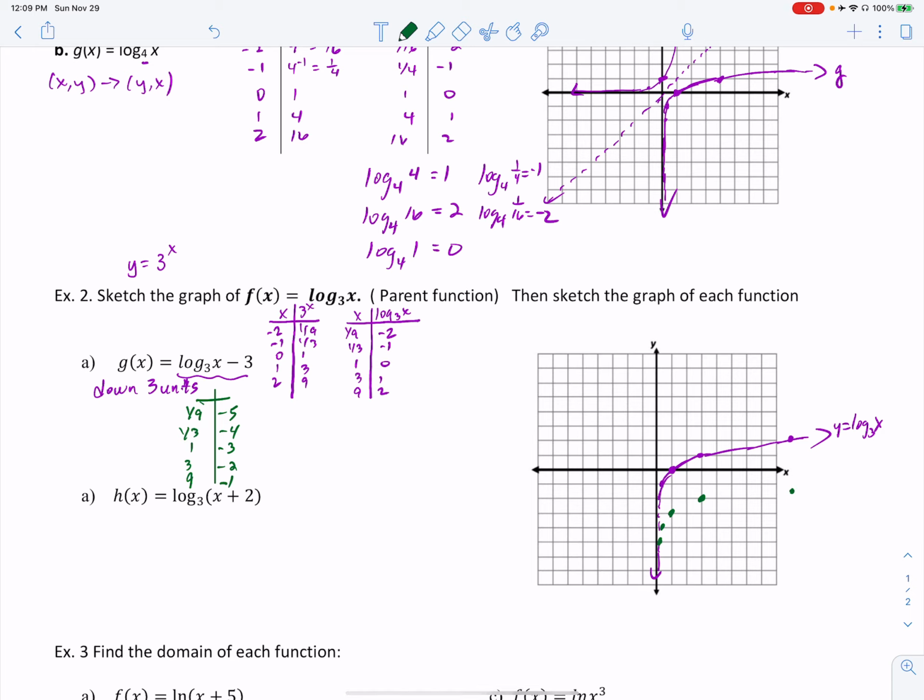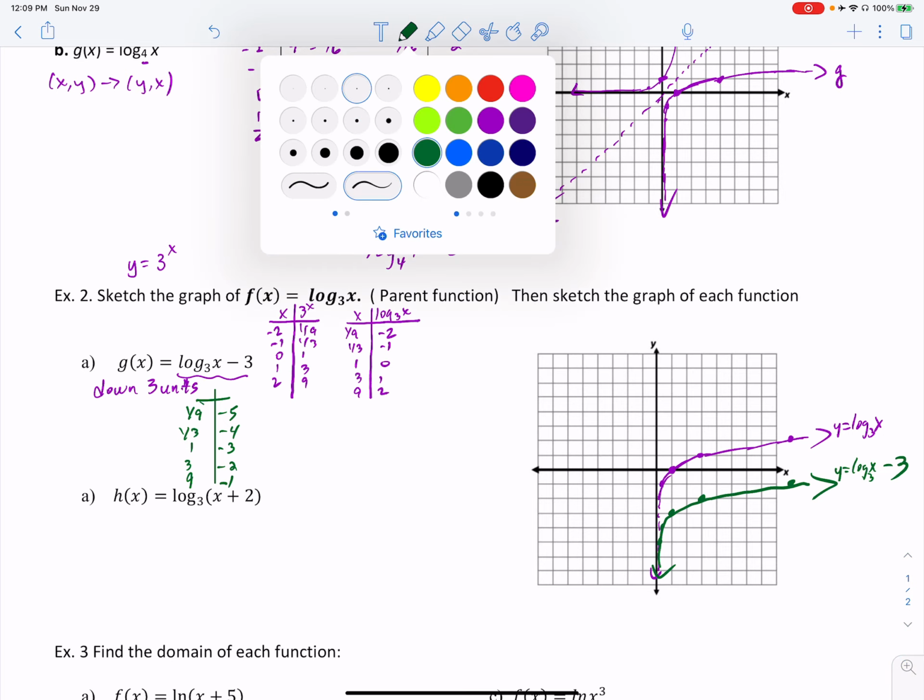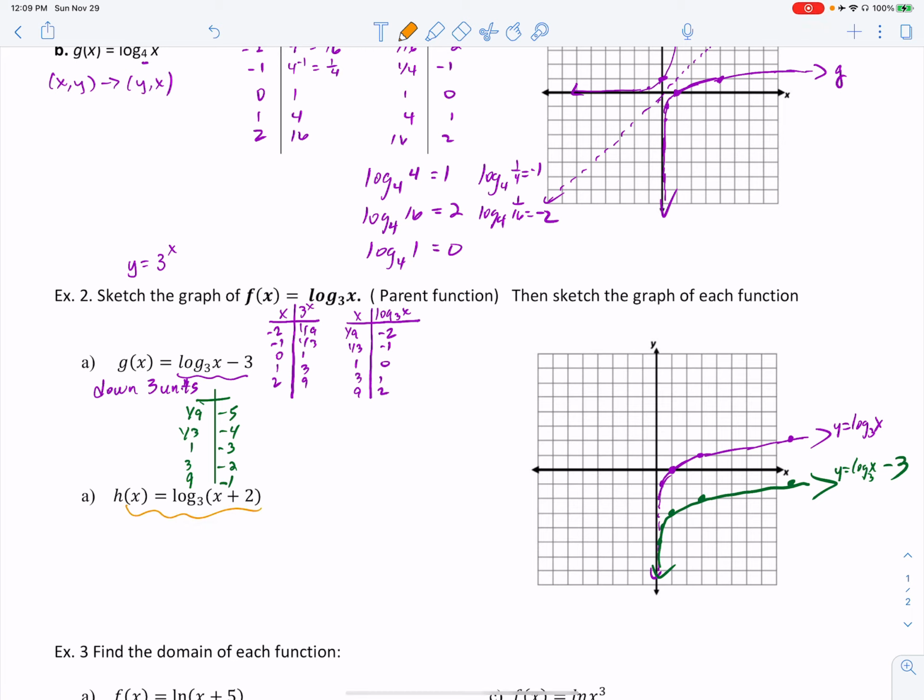That's all that we're doing. I'm off a little bit there. So there is y equaling log base 3 of x minus 3. Just drop everything down. Versus now on this next one, this makes everything go left 2.